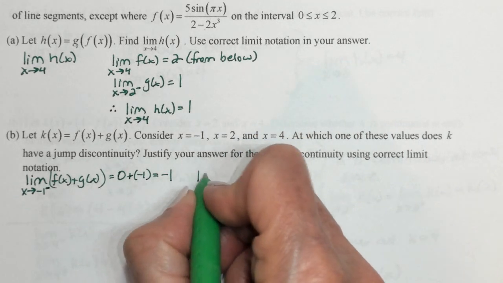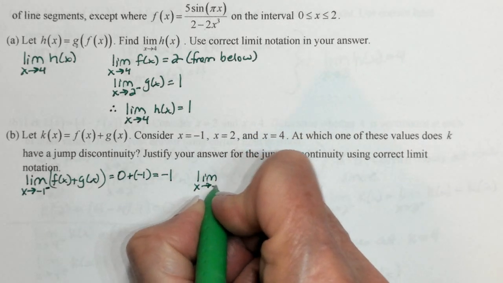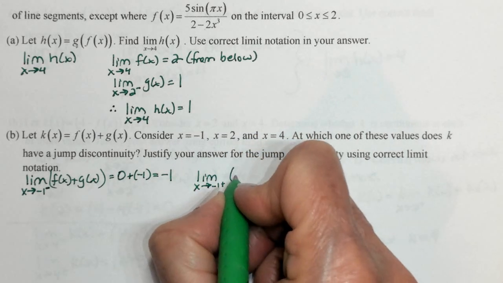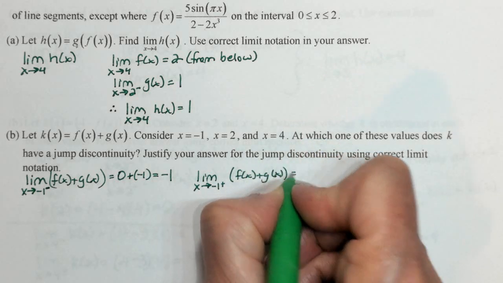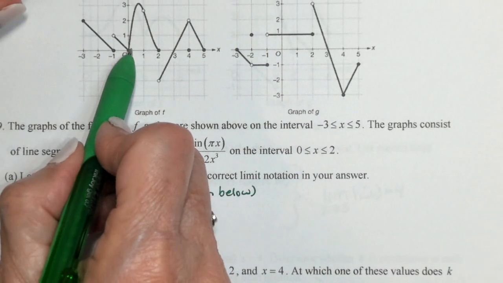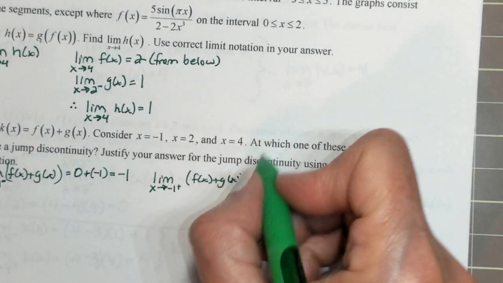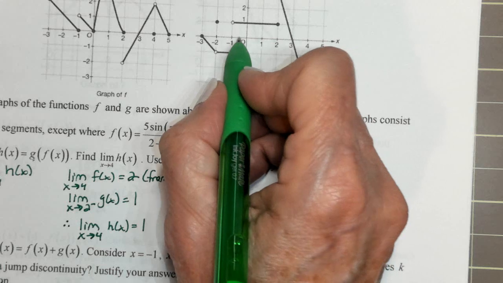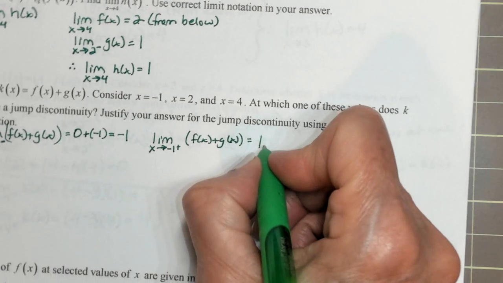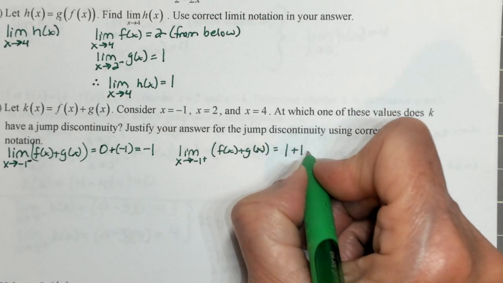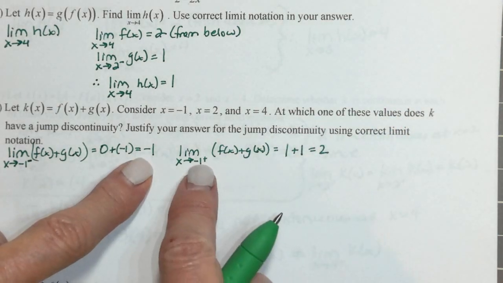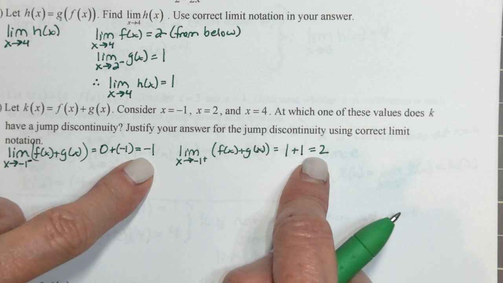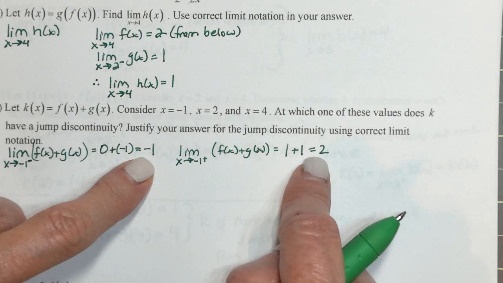So now let's do the limit as x approaches -1 from the right of k of x, which is f of x plus g of x. From the right, I get 1 for f of x. From the right, I get 1 for g of x. So that is 2. So the limit from the left is -1. The limit from the right is 2. That's a jump. That's the definition of a jump, right?